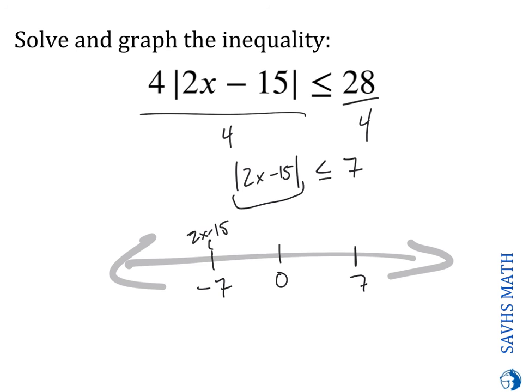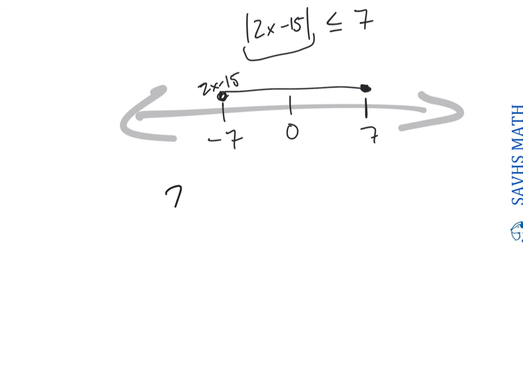So my 2x minus 15 has to be within this area because the distance from 0 to 2x minus 15 has to be less than or equal to 7. So what that means is 2x minus 15 is less than or equal to 7. That one works, but then I also have to do 2x minus 15 is greater than or equal to -7. Okay, so again, I'm going to have you solve these inequalities, get x by itself, and then from there you can graph your final answer. You can finish this one up for yourself.